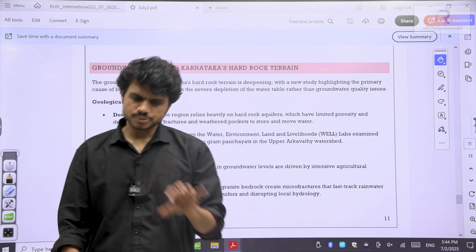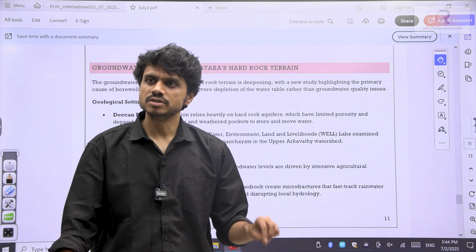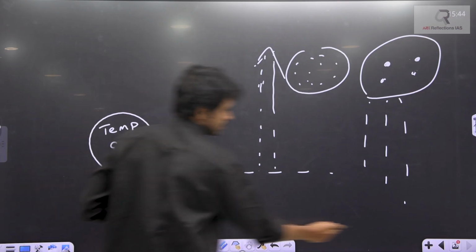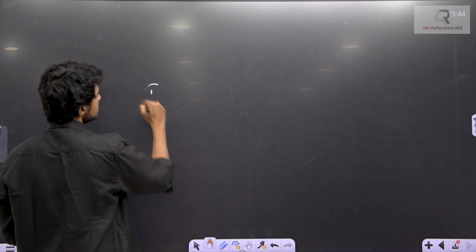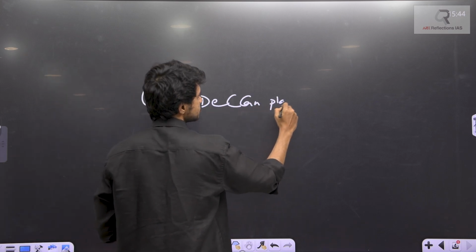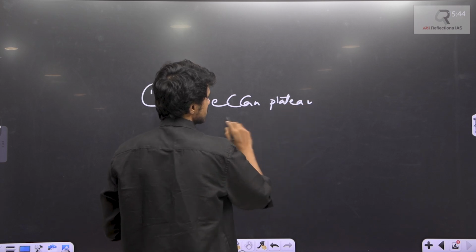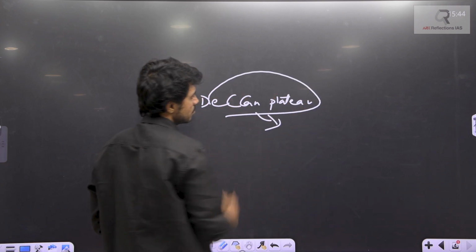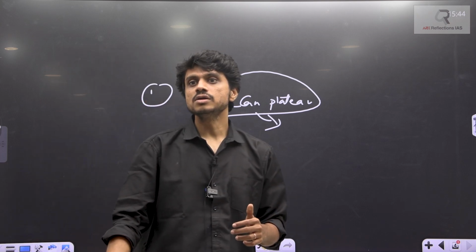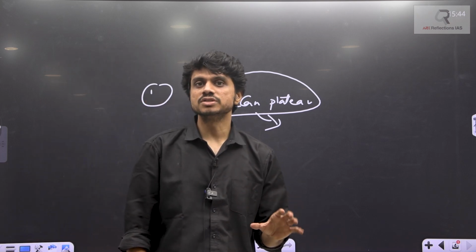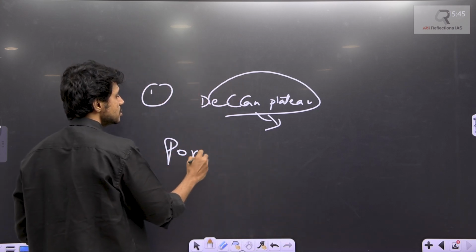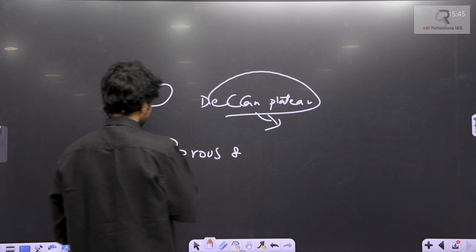One thing is, especially these cities like Hyderabad are present in the Deccan Plateau. Here the rocks are very hard, granitic rocks are present. These are very hard rocks. These rocks are not porous and permeable.